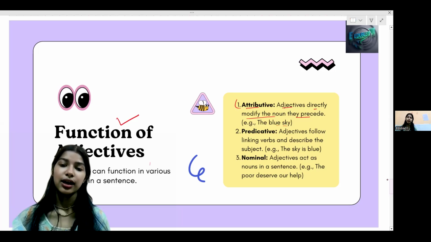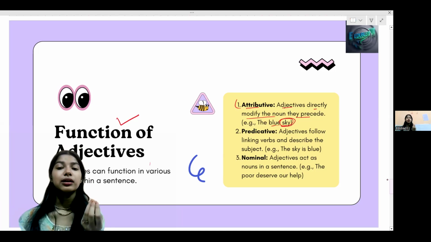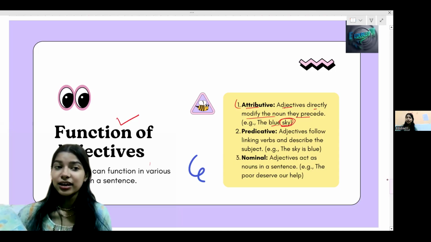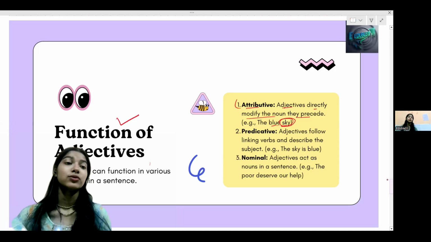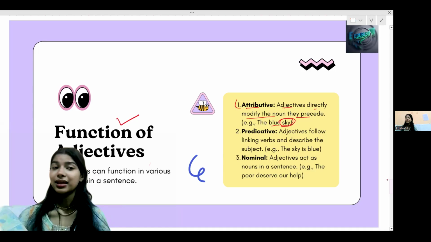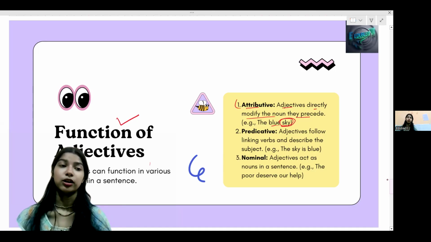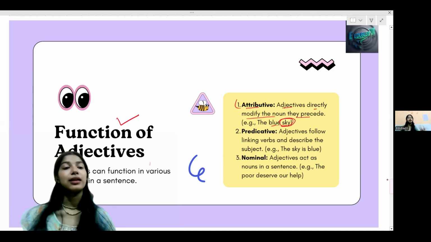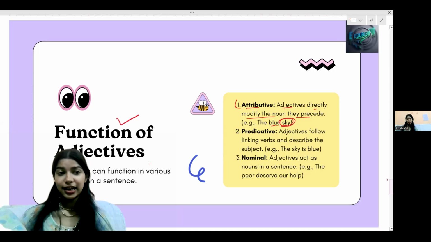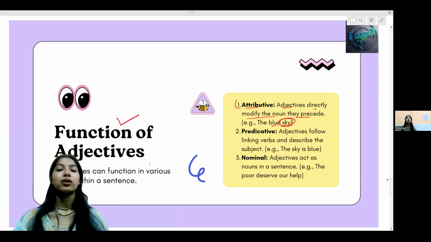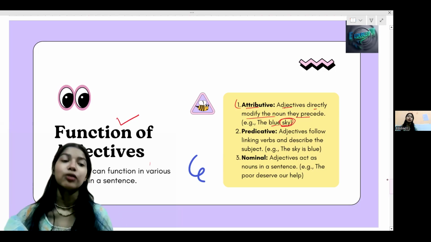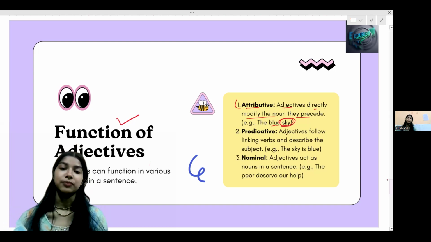Here, the sky is the noun, and the blue over here is the adjective, and it is directly modifying the noun sky. It is not in between. It is not working as a mediator between the noun and the adjective. It is directly telling us about the quality, literally modifying the noun directly, and doesn't need any helper. Next is predictive.